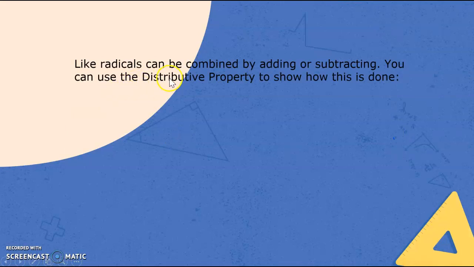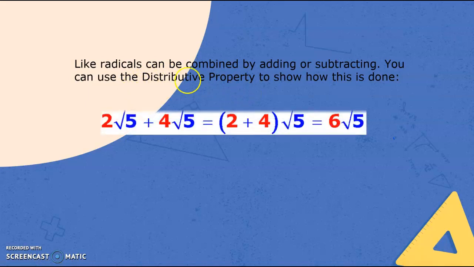So like radicals can be combined by adding or subtracting. So this is where the topic goes in. You can use the distributive property to show how this is done. So for example, 2 square root of 5 plus 4 square root of 5. So what did you do here? You just factored out the common, which is square root of 5. So you added 2 and 4, which is 6 square root of 5. Or if you don't like it in that form, you can just add 2 and 4, and just copy square root of 5.